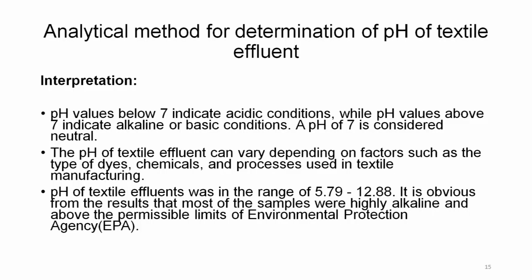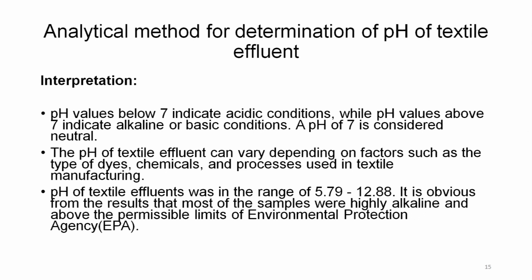Interpretation: pH values below 7 indicate acidic conditions, while pH values above 7 indicate alkaline or basic conditions. A pH of 7 is considered neutral. The pH of textile effluent can vary depending on factors such as type of dyes, chemicals, salts and processes used in the textile manufacturing.